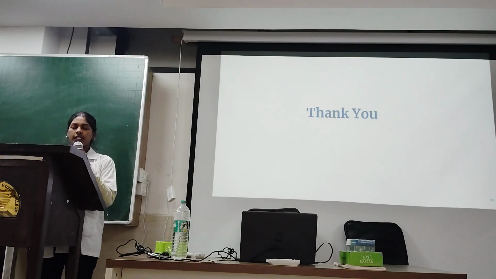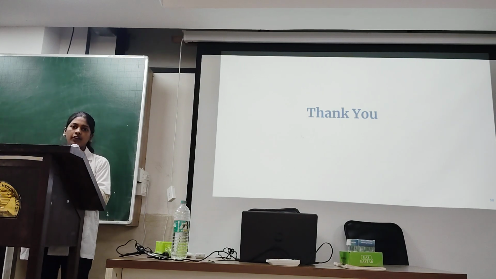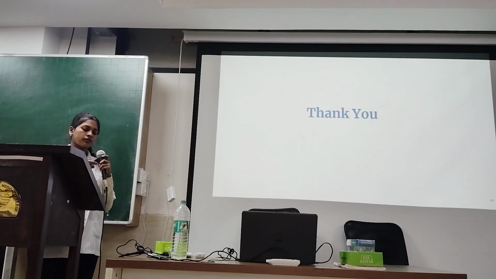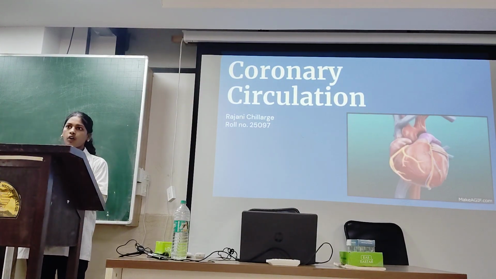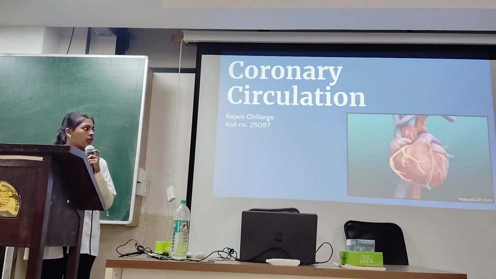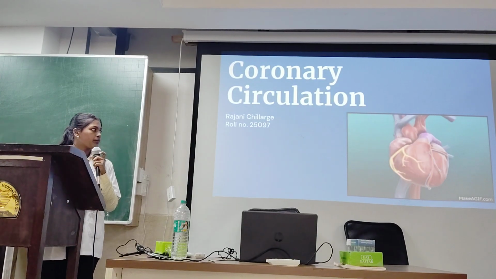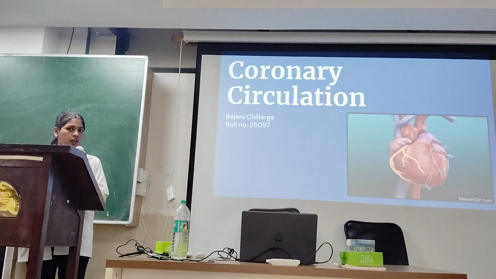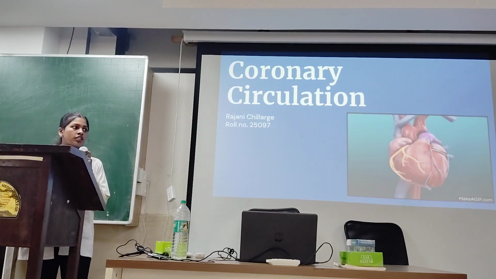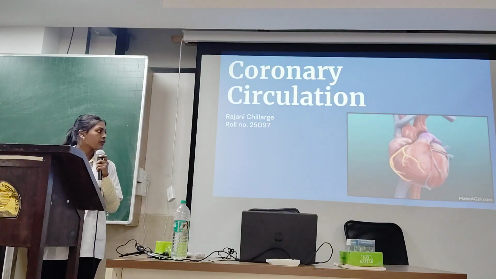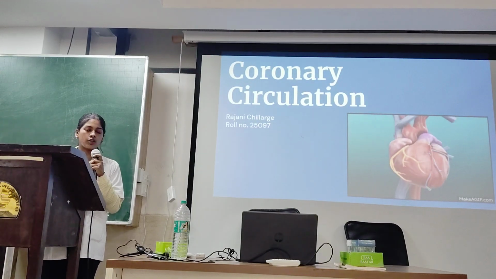Good morning everyone, myself Rajni Chillarge, roll number 97, and today I'll be talking about the blood supply of the heart. As we all know, the heart is the blood pumping organ of our body that supplies each and every organ with oxygenated blood and takes away the deoxygenated blood. But have you ever wondered how the heart muscles are supplied with oxygenated blood? For this, we have a different circulation known as the coronary circulation.